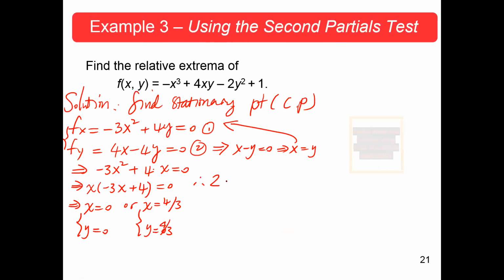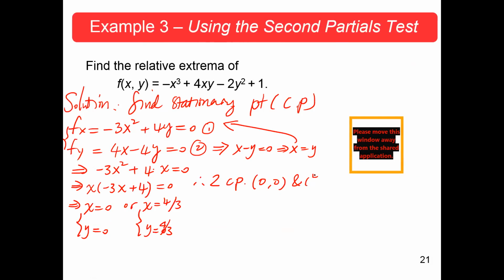So there are two critical points. One is 0, 0, the first point at the origin. And the other point is 4/3, 4/3. But again, whether these will give you a relative max or a relative min needs to be determined.